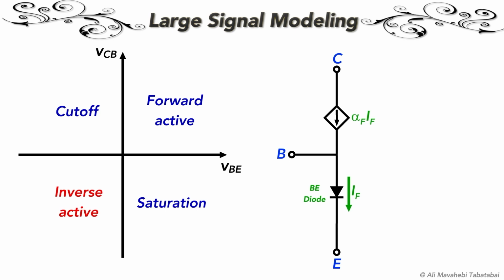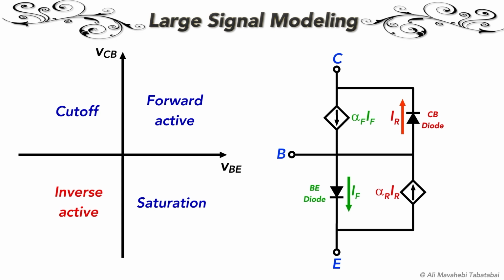In the reverse active region, the model of the transistor is reversed. So we have a diode between collector and base and a dependent current source between emitter and base. To distinguish the current gain in the forward active region from the current gain in the inverse active region, we use subscript F for the forward active region and subscript R for the inverse active region. In this model, the current IF is the emitter current you saw in previous videos, and the current IR is the current of the collector-base diode. To make a difference between forward and reverse currents, we have used IF and IR.